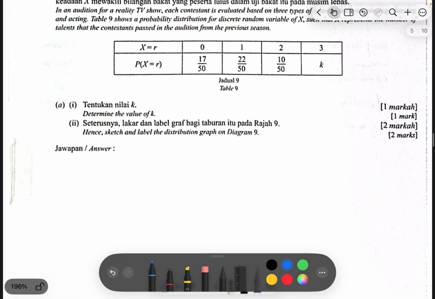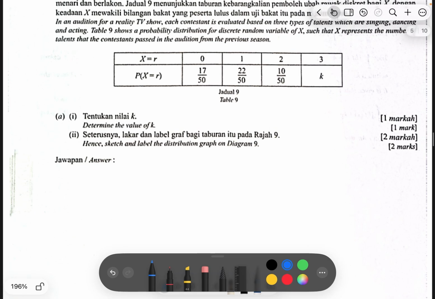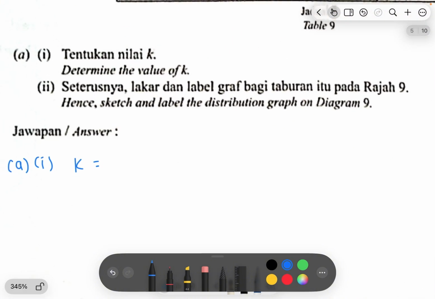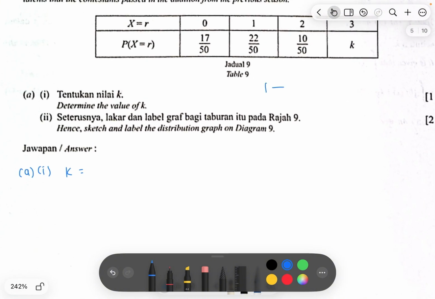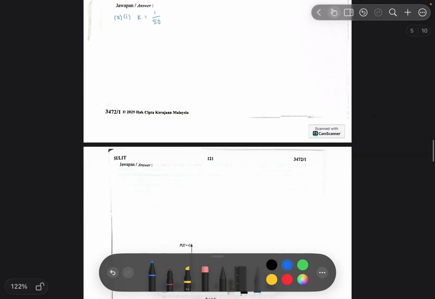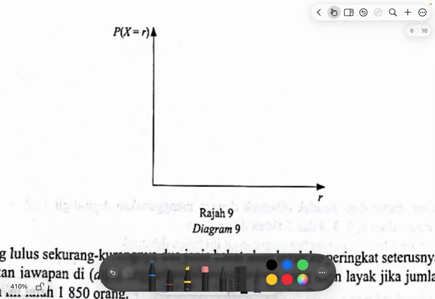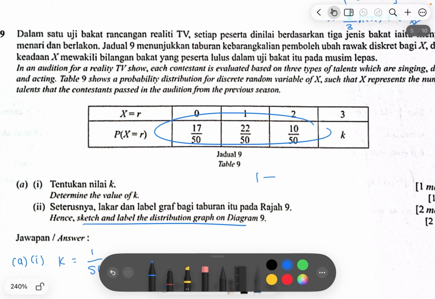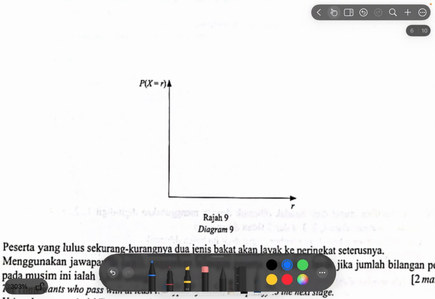Okay, next, determine the value of k. Very, very easy. I'm just going to go super fast because I am going to die out of battery. So you take 1 minus this whole thing, so you get 1 over 50. Then they want us to sketch and label the distribution graph. So distribution graph, okay, this is a discrete random variable. We already gave the name discrete. So the graph should be discrete.